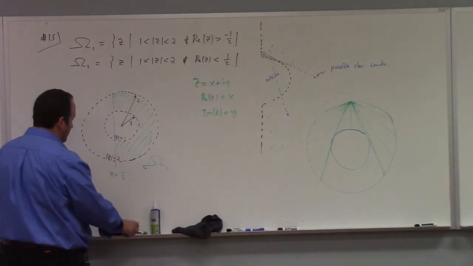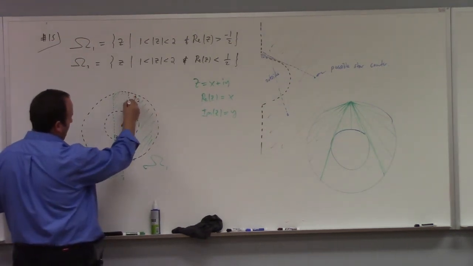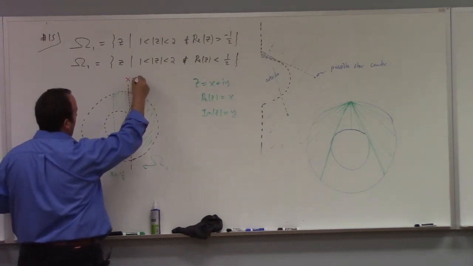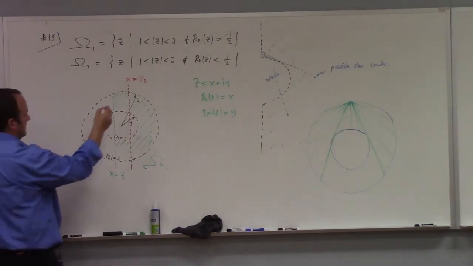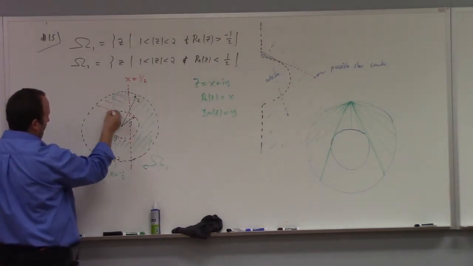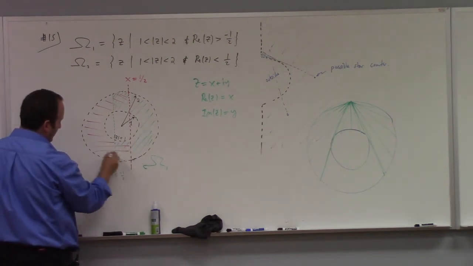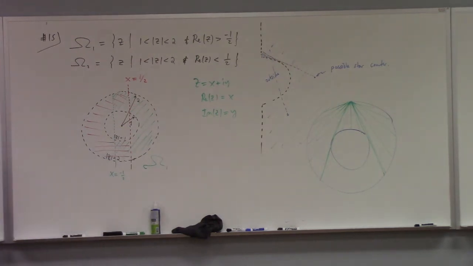What's omega 2? X equal to 1/2, so omega 2, real part less than 1/2. Omega 2 is this other part. So if the cookie broke in half on the red divided line, my child would choose the red shaded portion, to be clear.